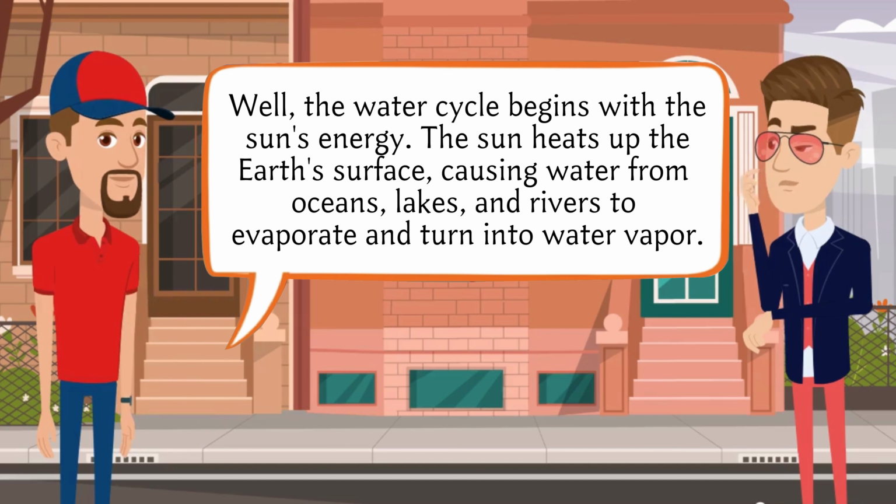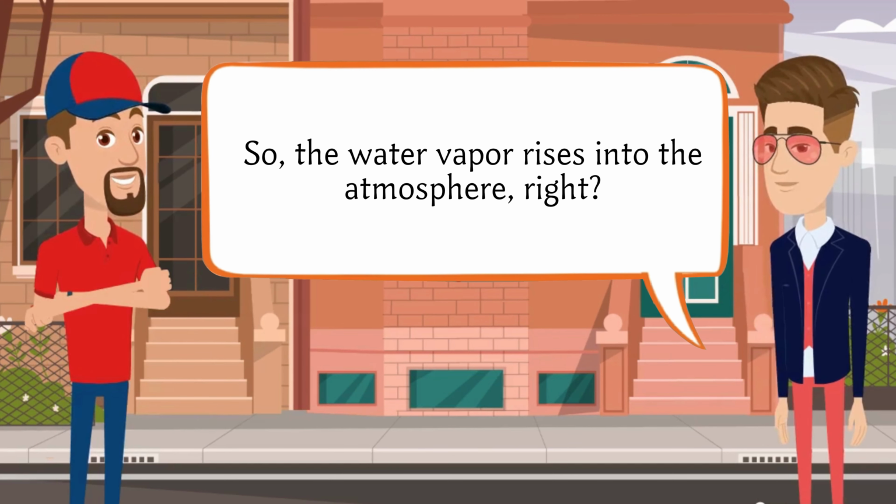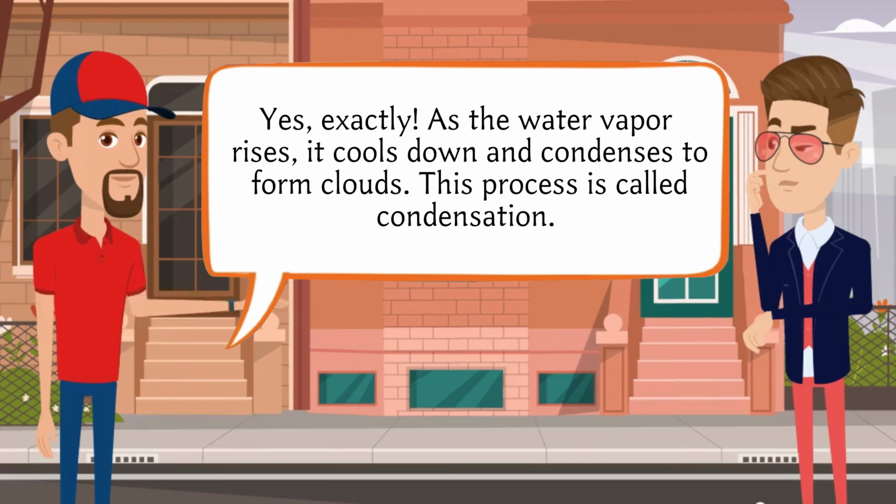Well, the water cycle begins with the sun's energy. The sun heats up the Earth's surface, causing water from oceans, lakes, and rivers to evaporate and turn into water vapor. So, the water vapor rises into the atmosphere, right? Yes, exactly. As the water vapor rises, it cools down and condenses to form clouds. This process is called condensation.